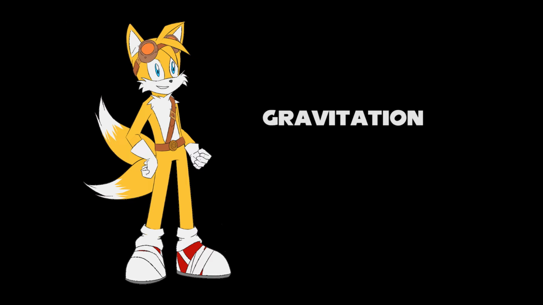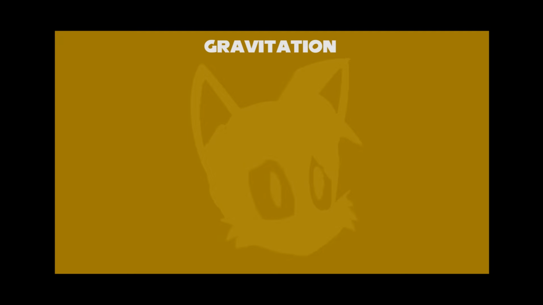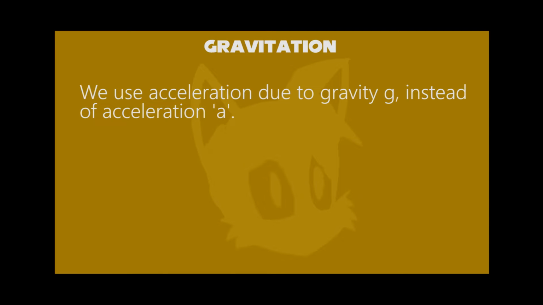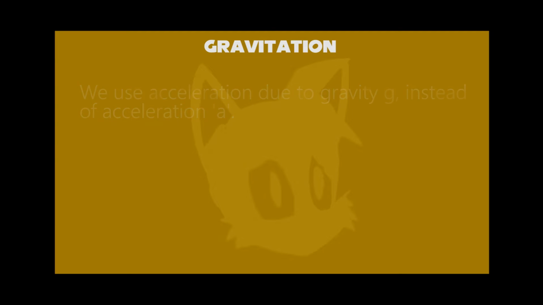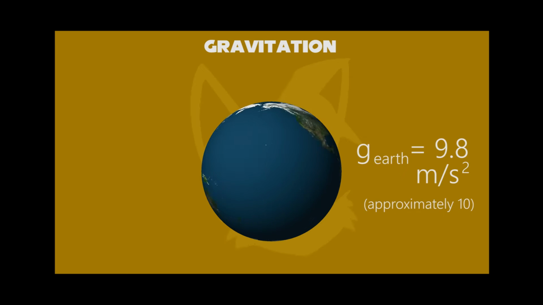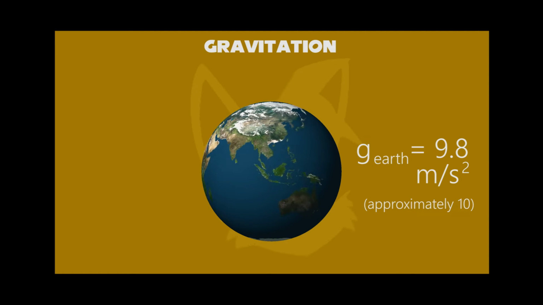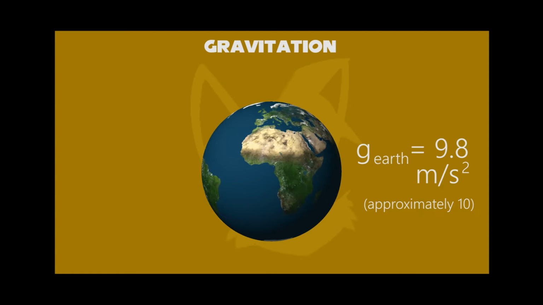We will learn about gravitation, Part 1. As you have seen about motion in a straight line, we will now use acceleration due to gravity. So we define a to g. On planet Earth, the acceleration due to gravity is 9.8 meters per second squared, which can be approximated to 10 as well.